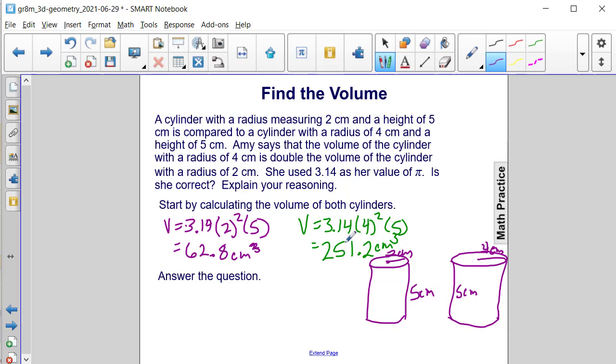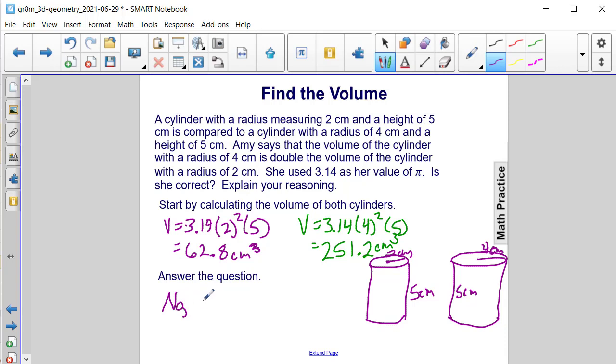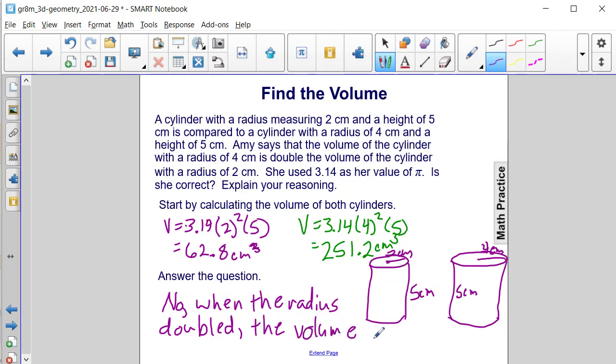Now if we compare these, is 251 and 2/10ths twice or double the size of 62 and 8/10ths? The answer here is no. If we divide 251 and 2/10ths by 62 and 8/10ths, we're going to get 4 as our answer. So the answer to this question is no. When the radius doubled, the volume quadrupled.